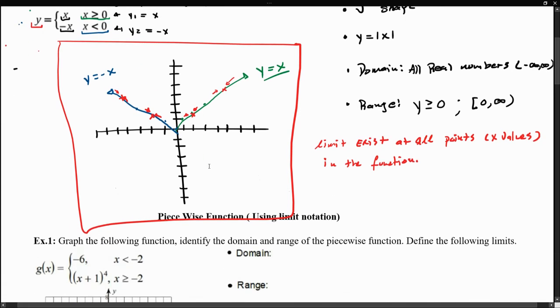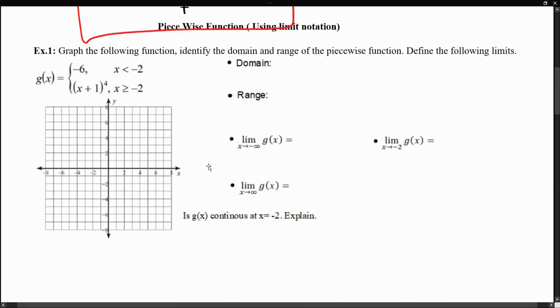So let's take a look at something a little bit more challenging. Here we're not looking at the very simple piecewise function, which is just x and negative x. We seem to have something more complicated. But still, let's graph the following function, identify the domain and range of the piecewise function, and define the following limits.